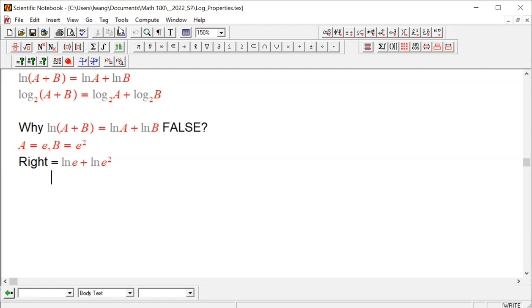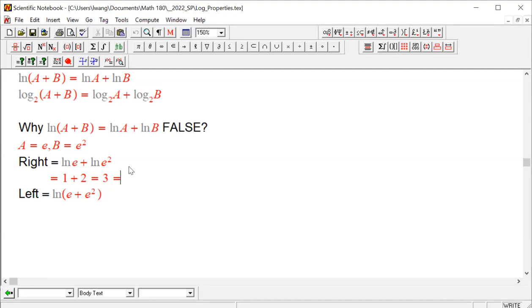And we know the consequence: this will equal 1 plus 2, that equals 3. So the right-hand side is 3. Let's look at the left-hand side. Left-hand side is ln of e plus e squared. You can also use a calculator to quickly identify these two numbers are not going to be the same.